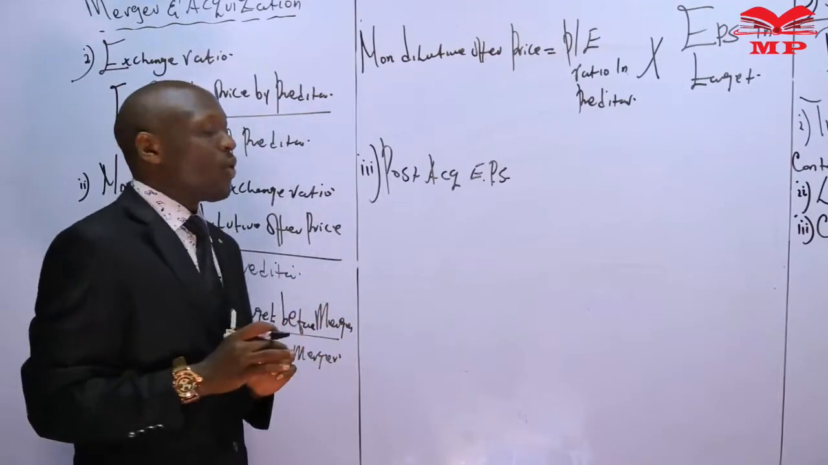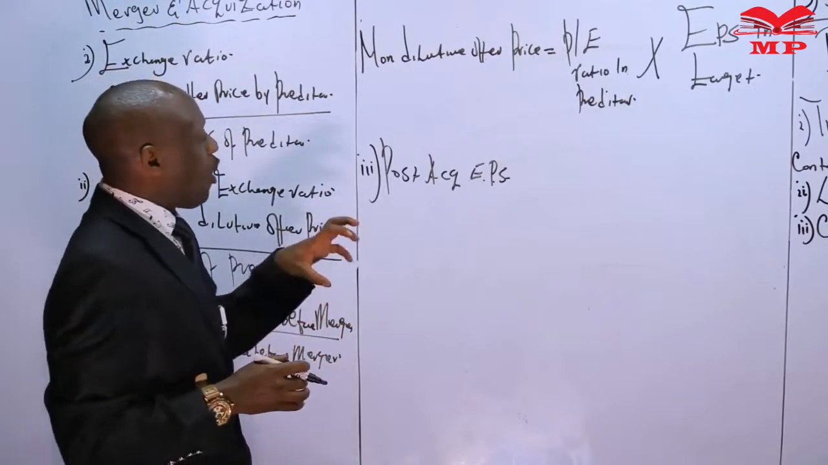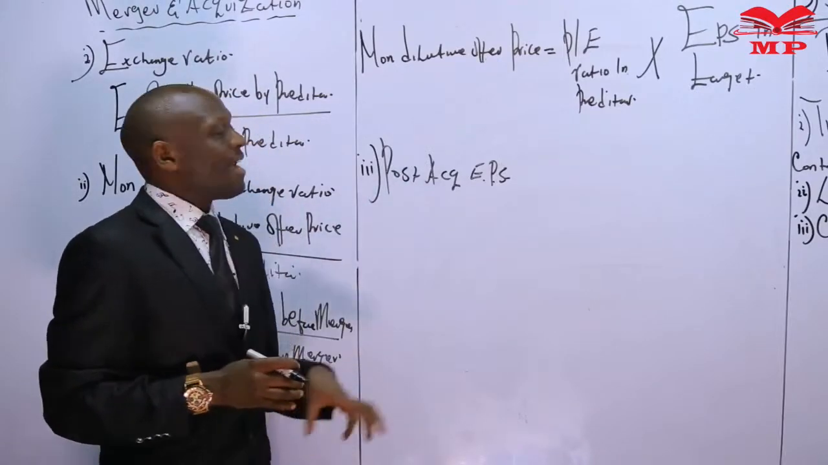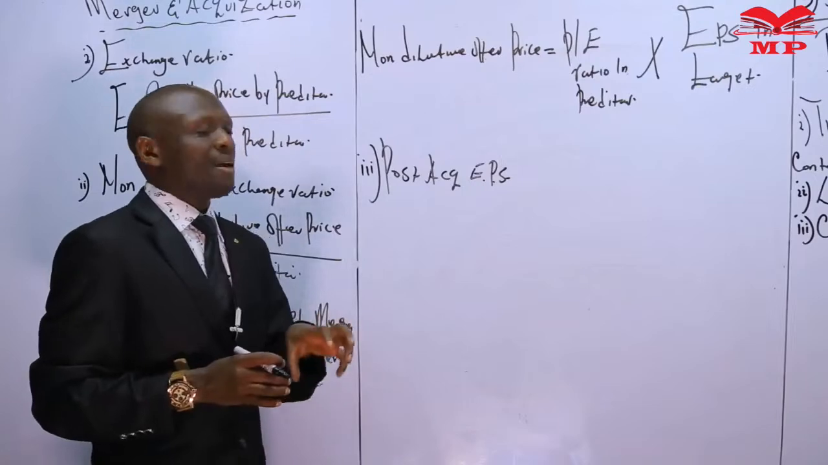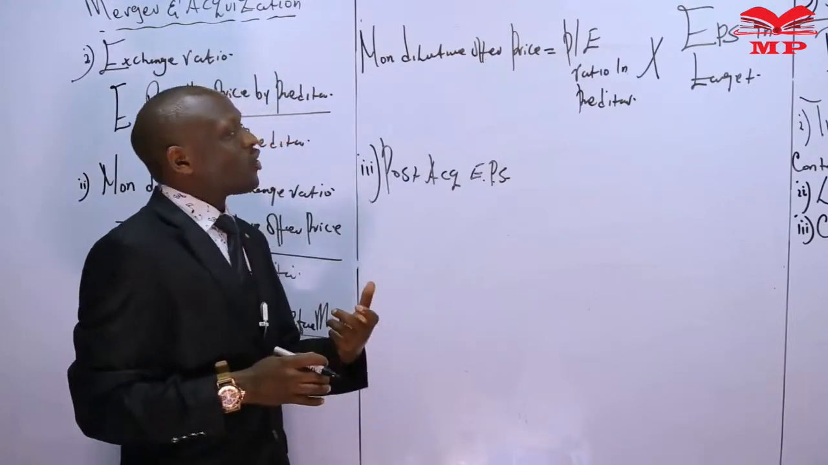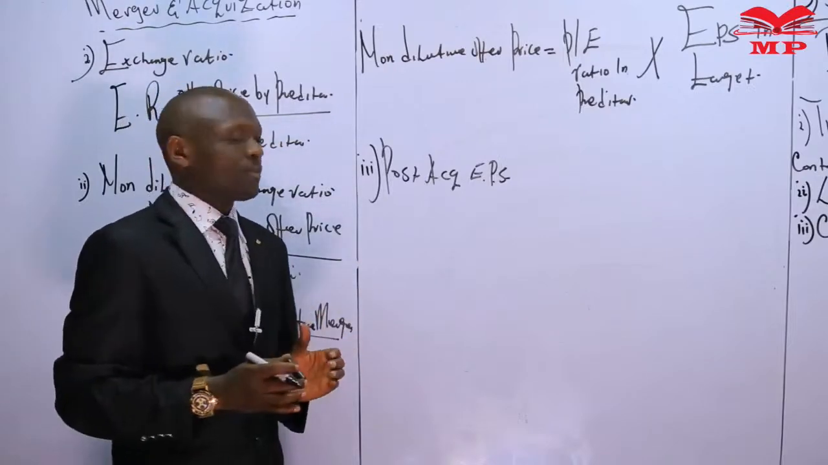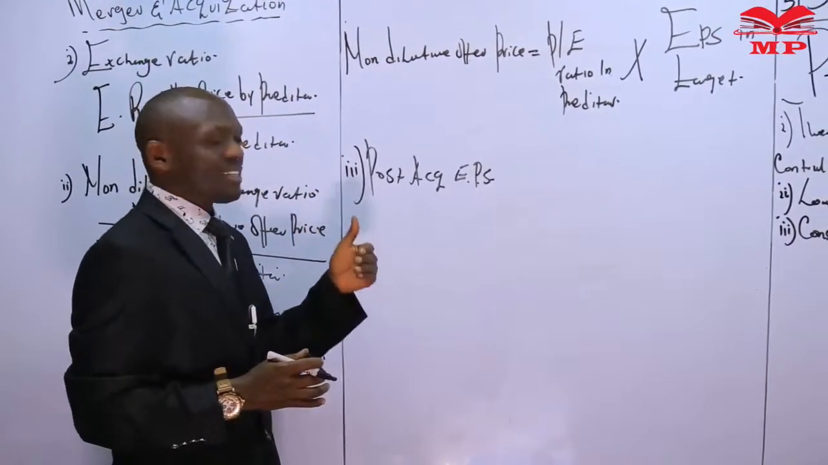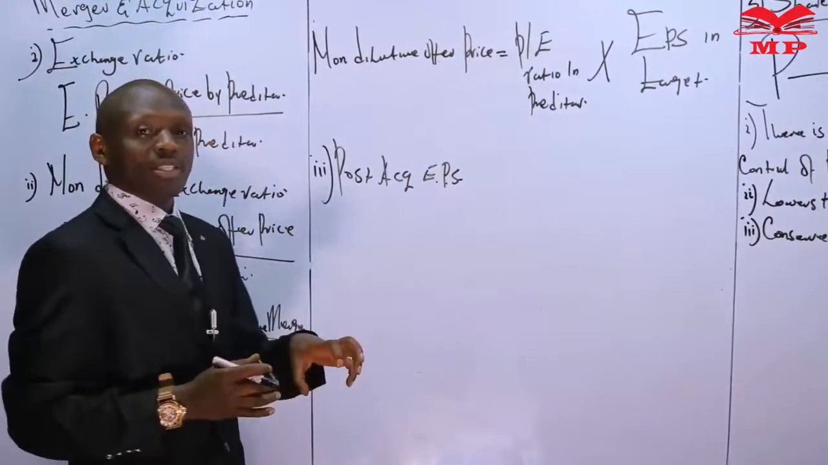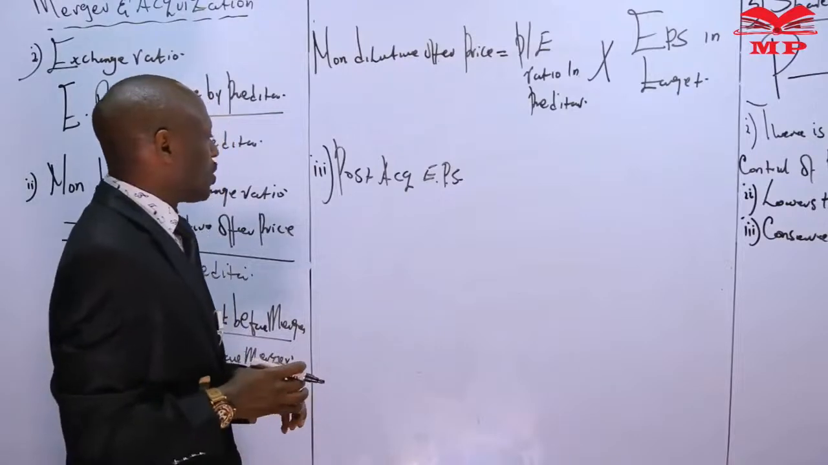And this completely new entity will have shareholders, those in the predator before the merger, and the new shareholders after the merger in case of share-for-share exchange. In case of other forms of consideration, the shares in the predator before the merger and acquisition will remain constant even after the merger and acquisition.